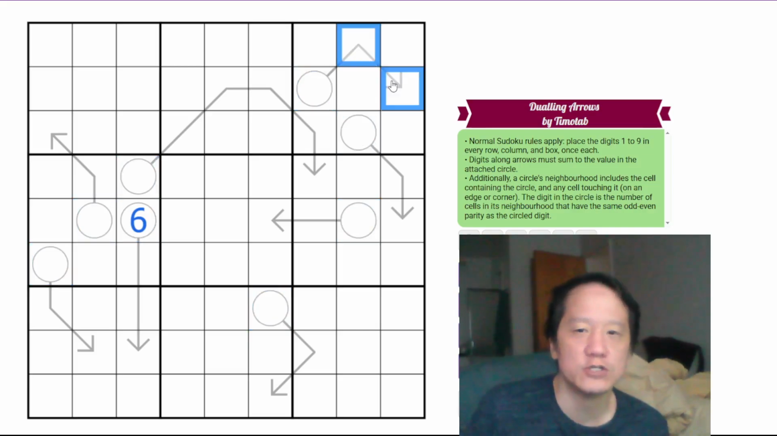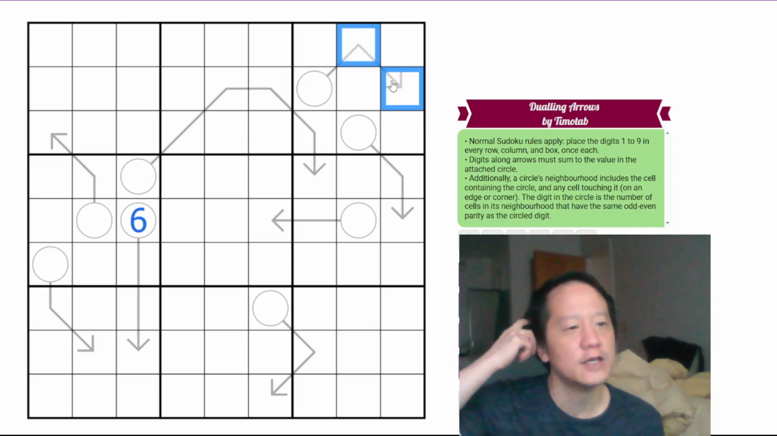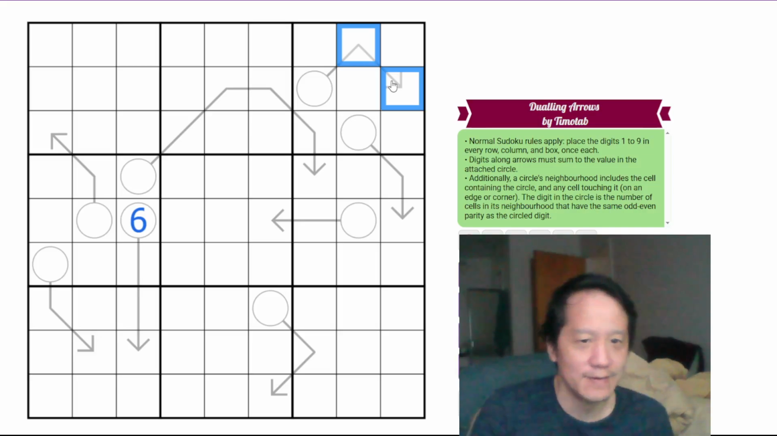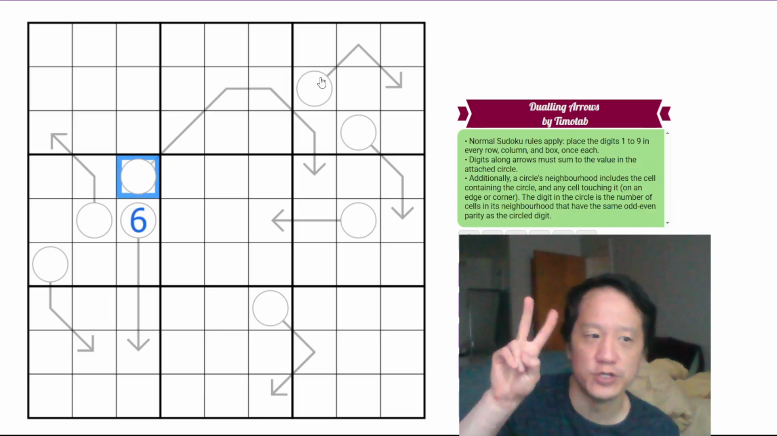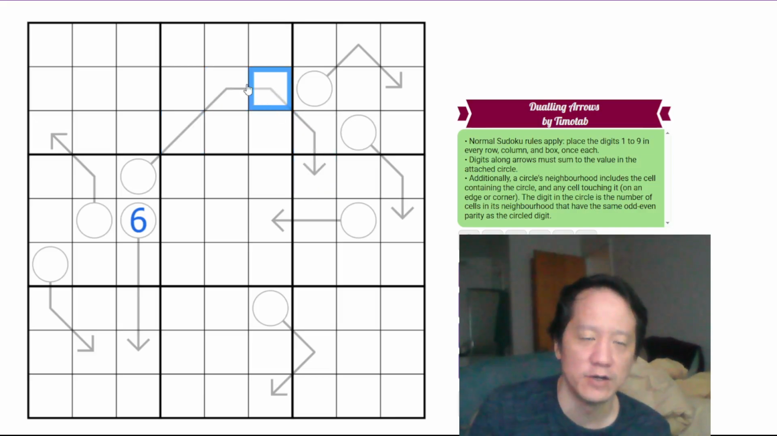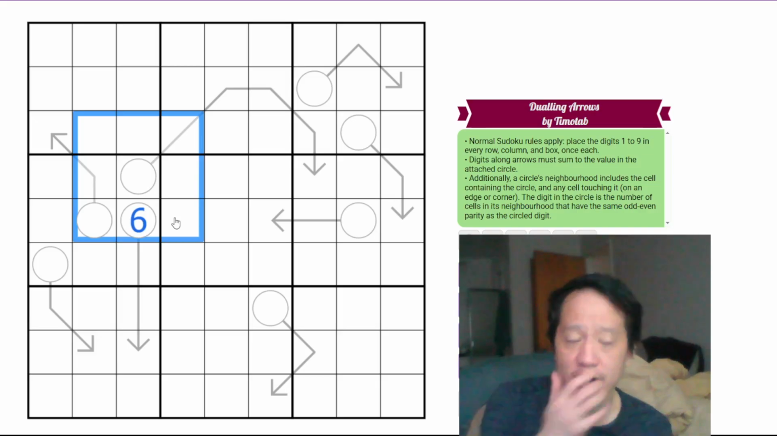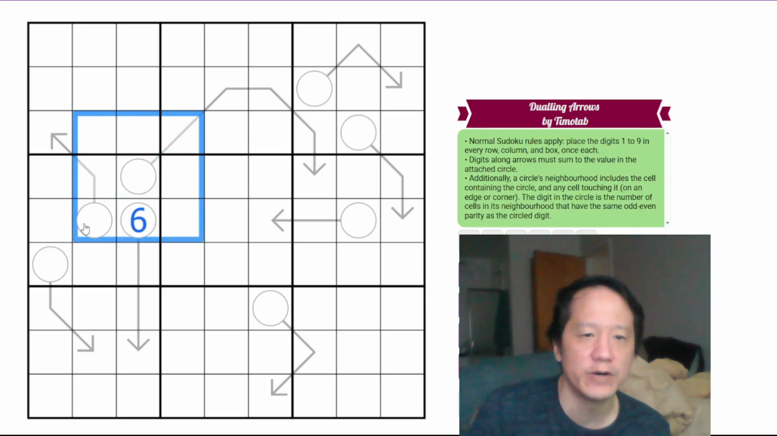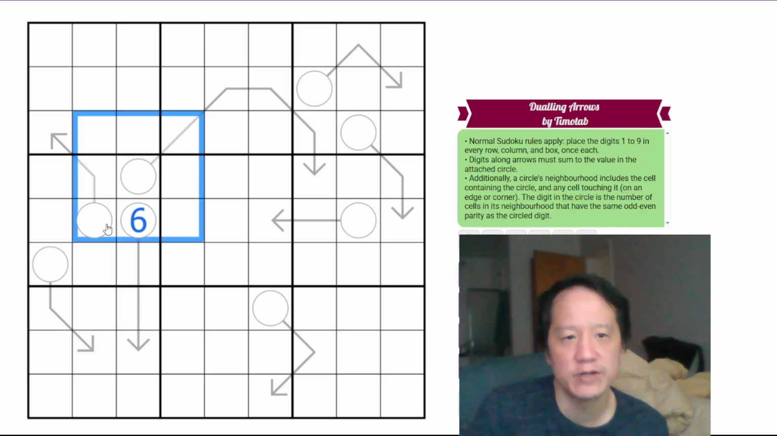So in addition, which is why these are dueling arrows, well, actually, it's really dueling circles, the circles essentially perform double duty. They equal the sum of all the digits in an arrow, and they tell you how many of the digits in the 3 by 3 box that surrounds the circle have the same parity. And those are all the rules.